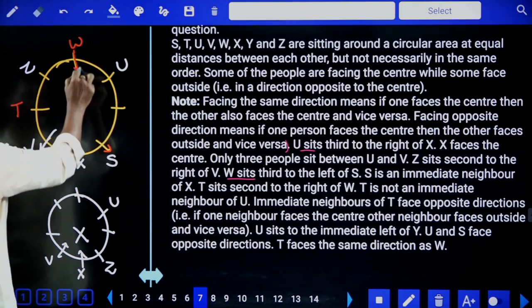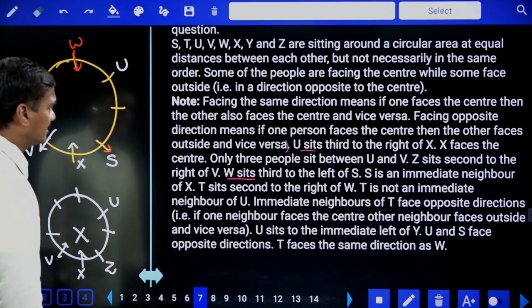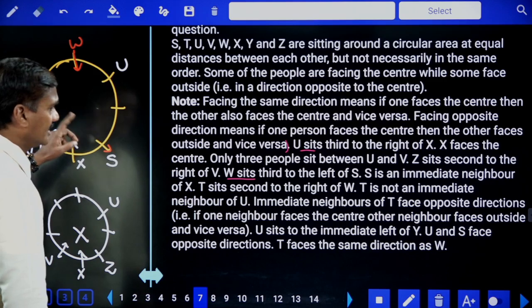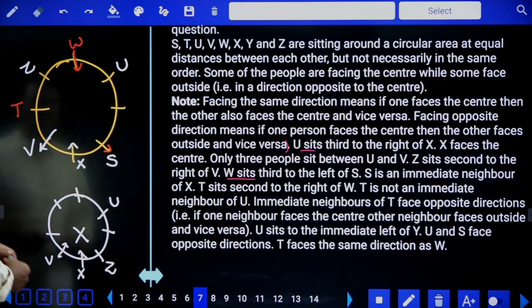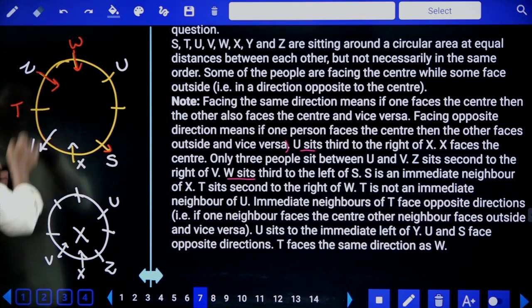T sits second to the right of W, so W is center. Done with this? T is not an immediate neighbor of U. Immediate neighbors of T face opposite directions. T is center, so the immediate neighbors Z and V are opposite. V is away, so Z is towards the center.